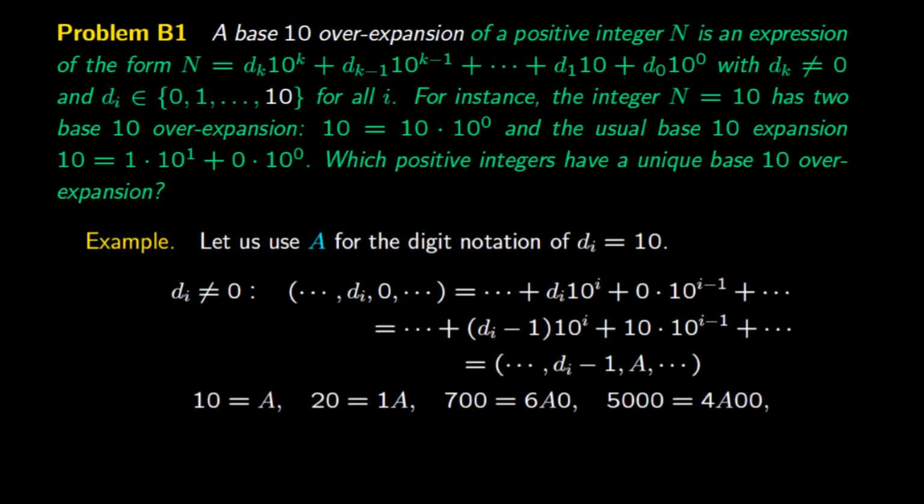For 700, focus on 70. Then it is equal to 6A, and hence, 6A0. For 5000, focus on 50. Then it is equal to 4A00.